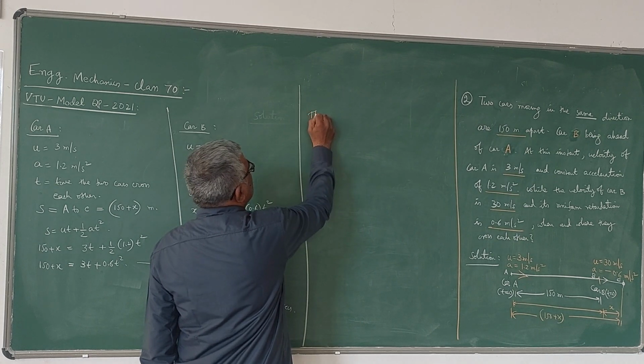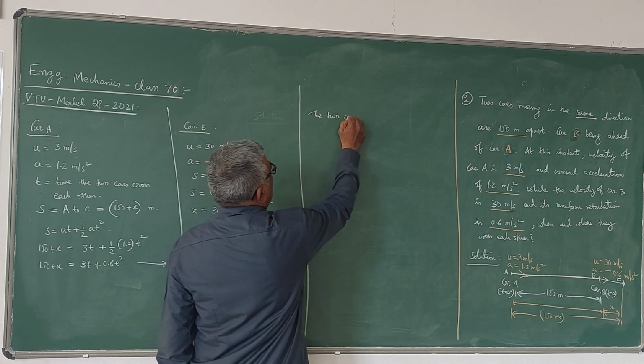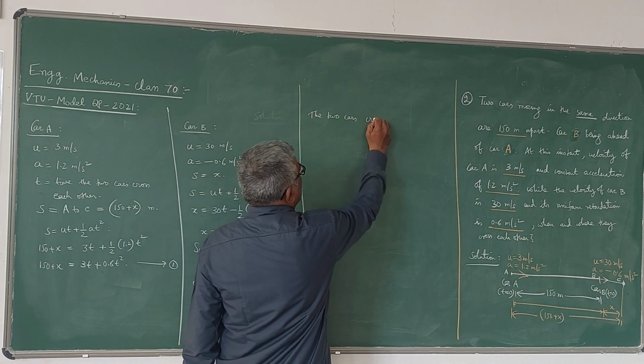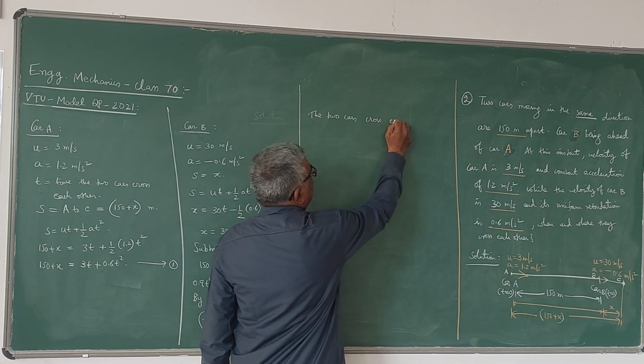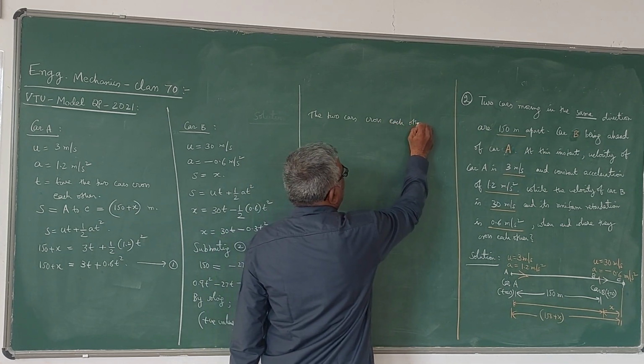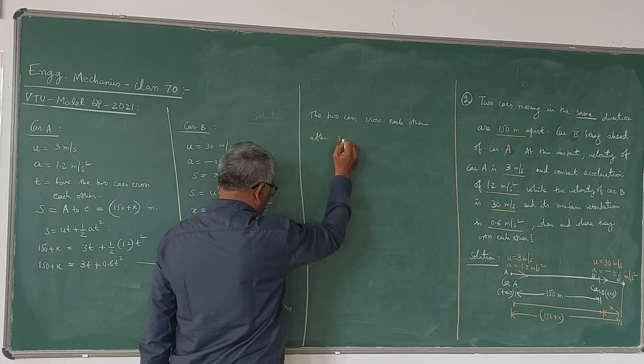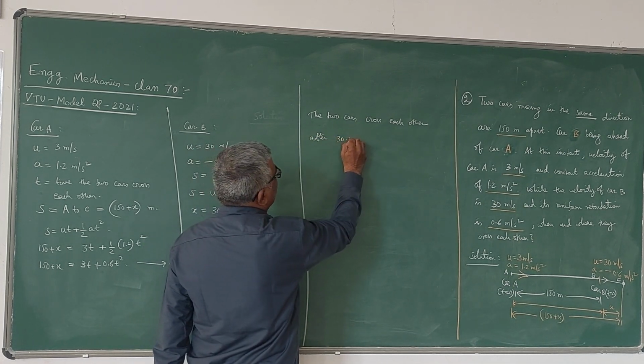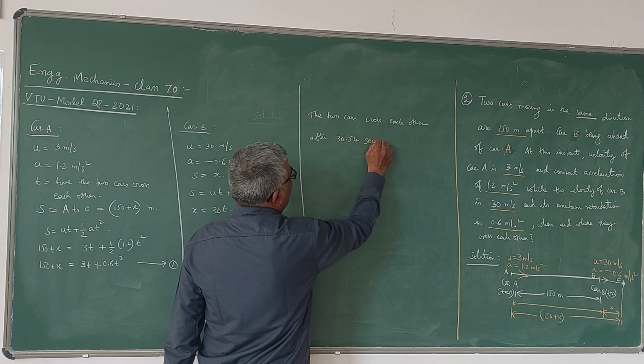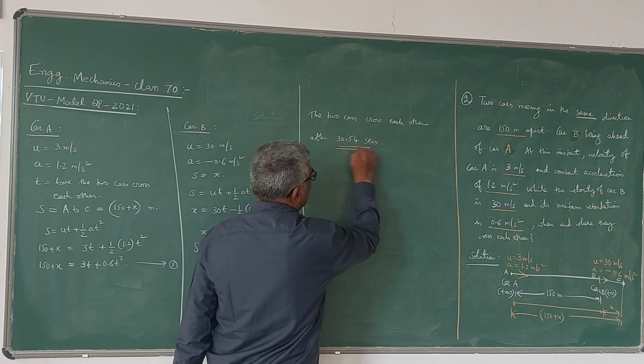So the two cars cross each other after 30.54 seconds. So this is when they cross each other, that is the time.